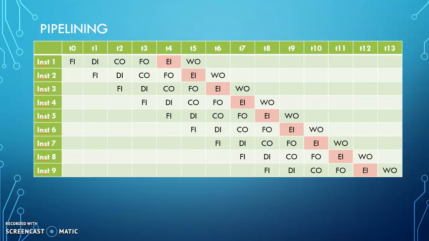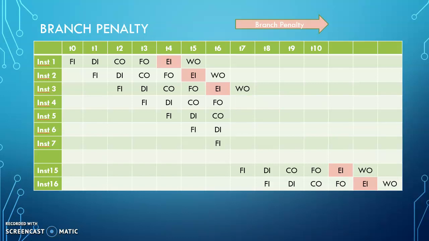One of the things that we'll see in the chapter is talking about a branch penalty. So imagine when instruction 3 is being executed, suppose that actually is a conditional jump. And it says, okay, if this condition is true, jump to instruction 15. Well, instruction 15 isn't in the pipeline. And also what that would mean is the instructions that we started in the pipeline, we don't need those anymore.